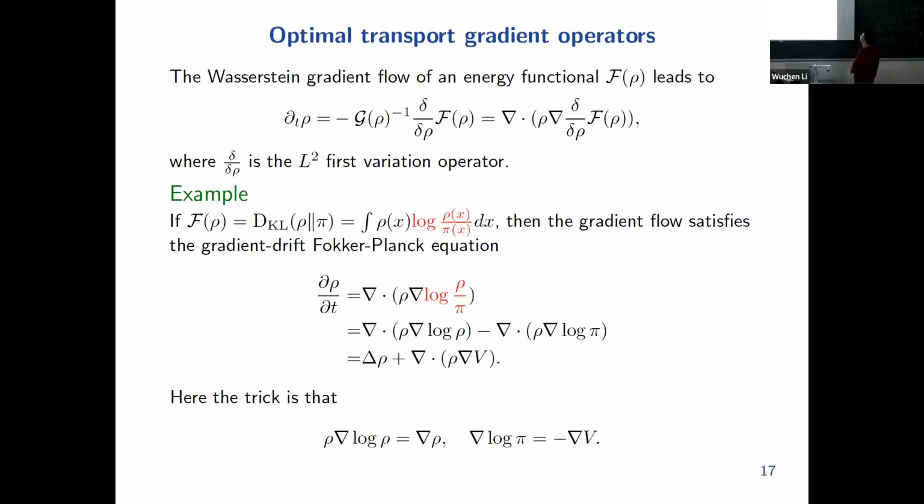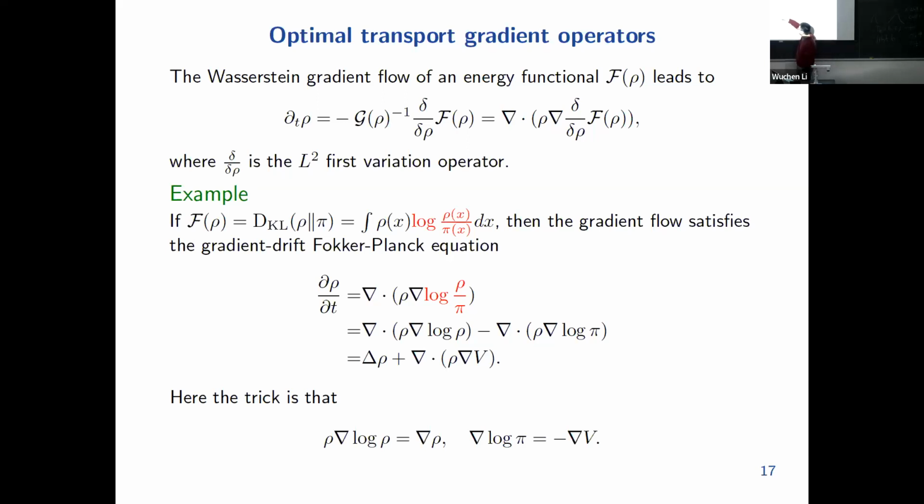So the Wasserstein gradient flow of an energy function is as follows. It's the negative of your metric operator inverse times the so-called classical derivative, the L2 derivative. You get the divergence of rho gradient of the differential. Now let's practice on this KL divergence to give you more insights. If you see it for the first time, double-check this first order picture. So what we do is as follows. You have your KL divergence, rho log rho over pi. And you compute the L2 derivative, the score function, log rho over pi. You have divergence of rho gradient log rho over pi.